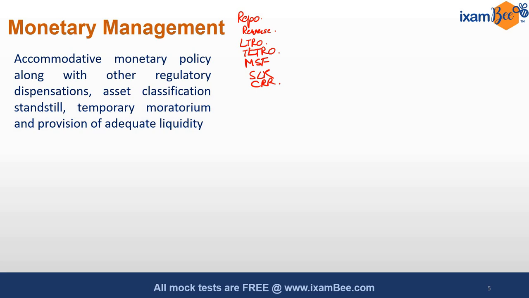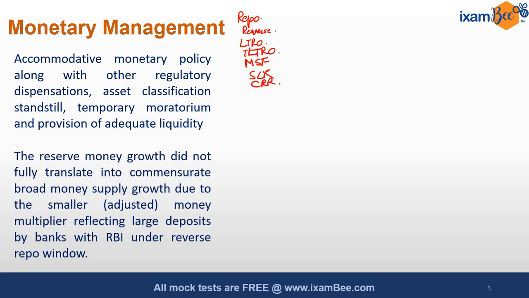So these are certain monetary instruments or rates which you should be aware about, and also their meaning for the upcoming exam. So accommodative monetary policy has been continued by RBI, and also a lot of regulatory support was provided by RBI to support the economy. So the fiscal policy and the monetary policy both worked together to support the economy, right? What the economic survey also highlighted is that the reserve money growth did not fully translate into commensurate broad money supply growth due to a smaller money multiplier effect, right?